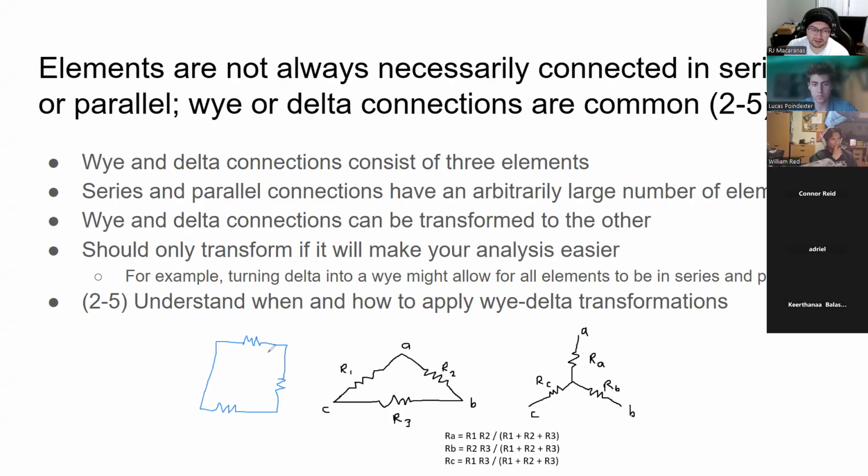Where maybe this is A, and so this is R2, and then this is B, this is R3. Wait a second, what did I do? A, and then go through R2, and B, go through R3, it's C. Yeah, so there you go. And then this is R1. Right, so this is topologically equivalent.